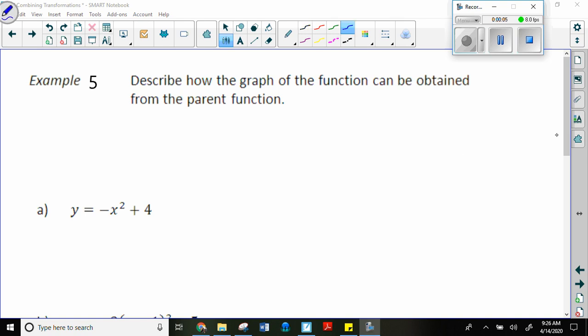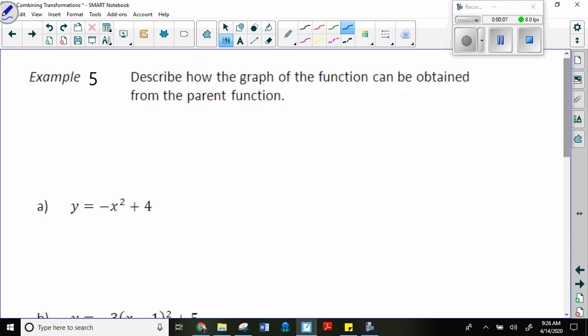Longest lesson ever. Okay. So describe how the graph of the function can be obtained from the parent functions. This is a different way of saying what are the transformations being applied to this graph. So if I look at this one, we've got a transformation there, transformation there. I should maybe do them in the colors I've been doing them all the time in, which some of you may have noticed. Outside the function, outside the function.